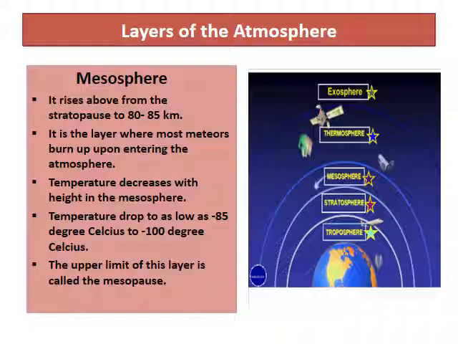The layer next to stratosphere is mesosphere. It rises above from the stratopause to 80 to 85 kilometers. It is the layer where most meteors burn up upon entering the atmosphere. Temperature decreases with height in the mesosphere. Temperature drops to as low as minus 85 degrees Celsius to minus 100 degrees Celsius. The upper limit of this layer is called the mesopause.